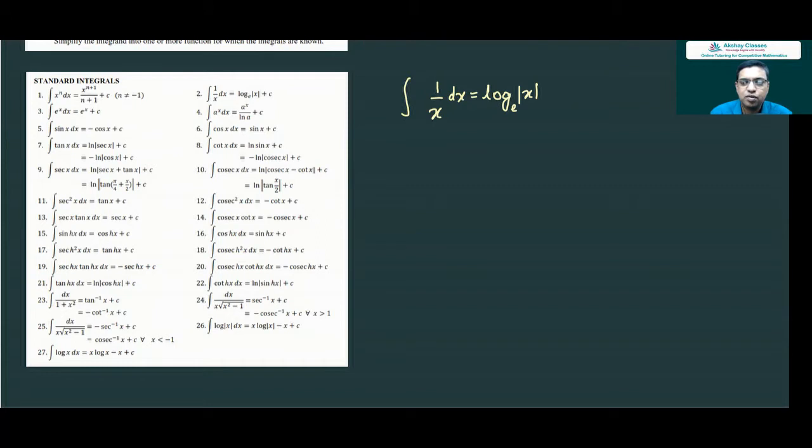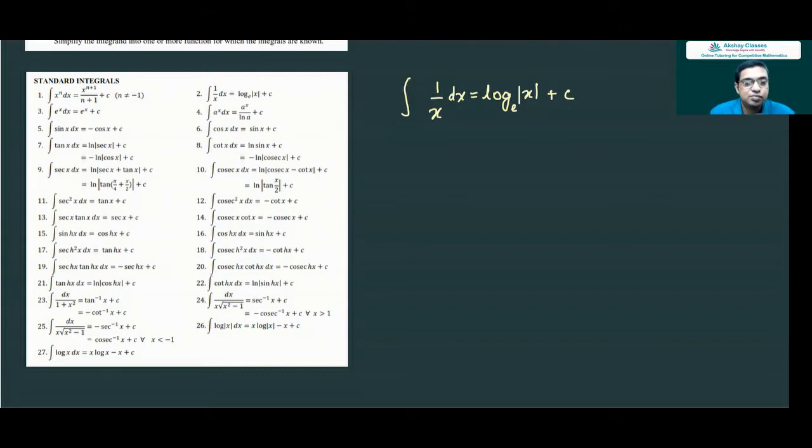So log of mod x will be the antiderivative. Then the integral of e power x is e power x plus c. The integral of a power x dx is a power x upon log a plus c. The derivative of a power x is a power x log a. So the integral will be the reverse, meaning instead of multiplication with log a, it will be division by log a.